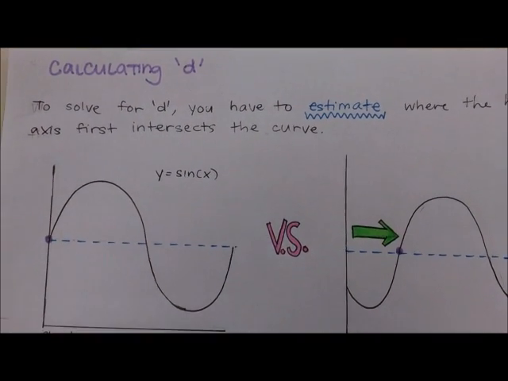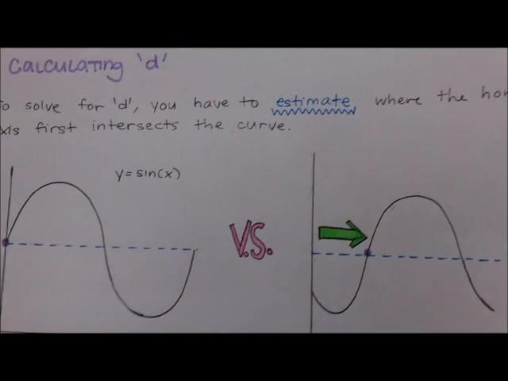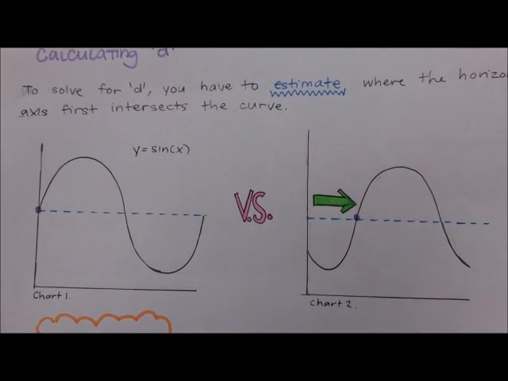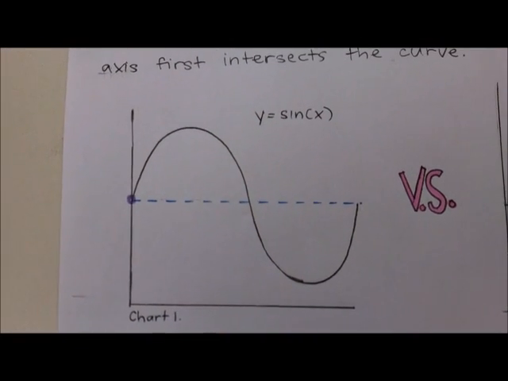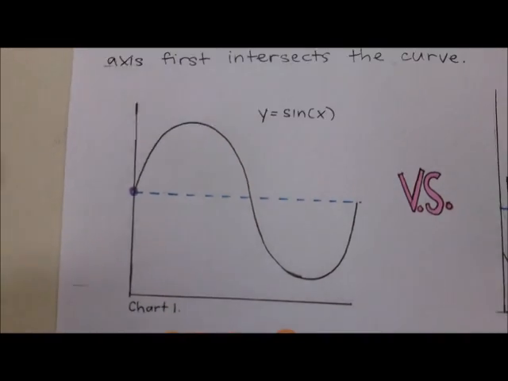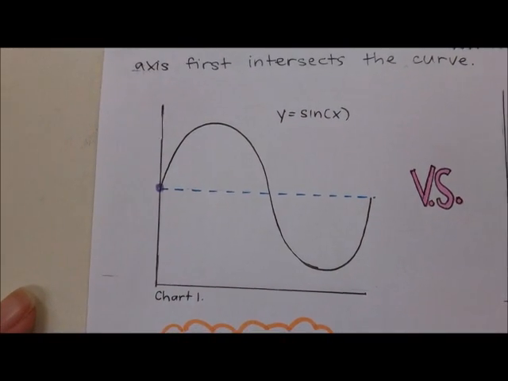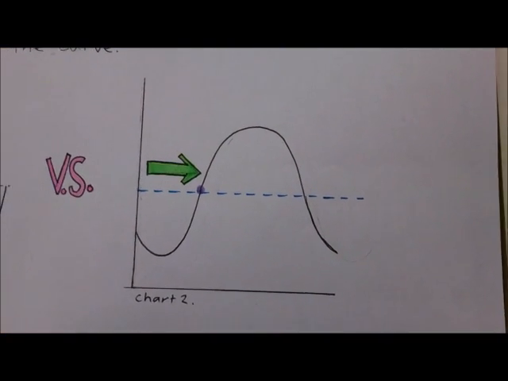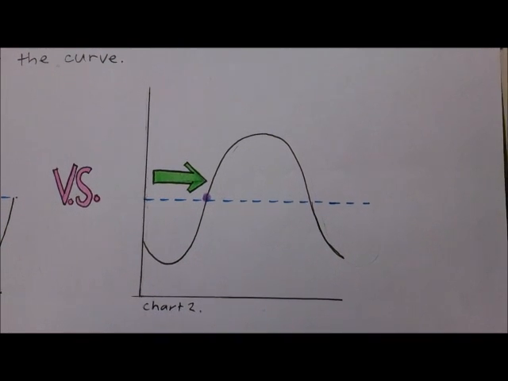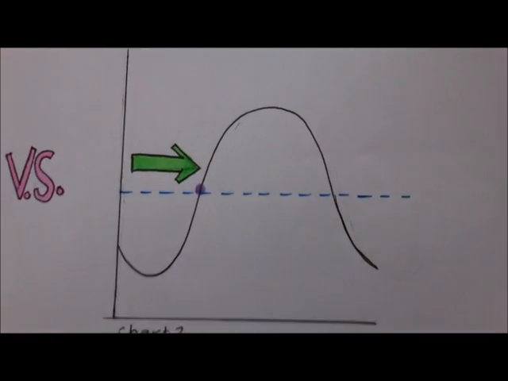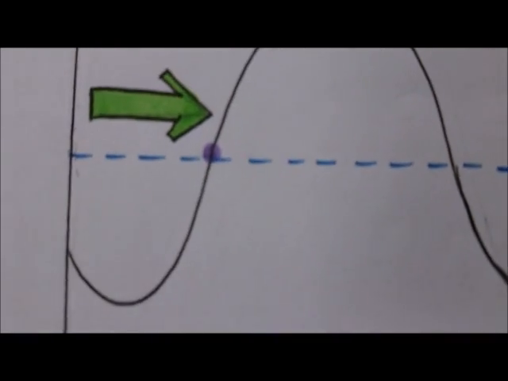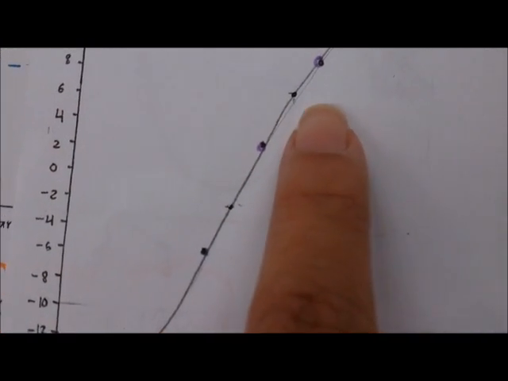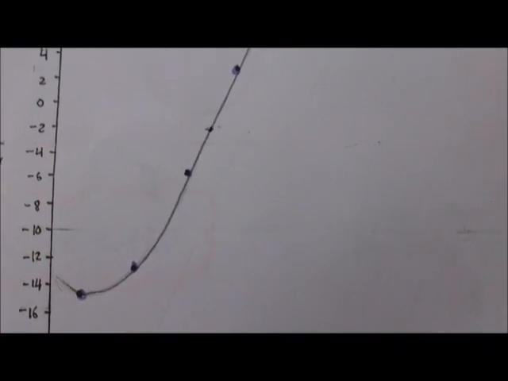Calculating the value of D is different from the others. To solve for D, we would have to estimate where the horizontal axis first intersects the curve. Here in chart 1 is a regular y equals sine x graph. The horizontal axis intersects the curve at exactly 0. On our graph, though, it is shifted to the right, so the horizontal axis would first meet the curve at an area approximately there. If we refer back to our first chart, that area would be between this point and this point, which is 90 and 120.